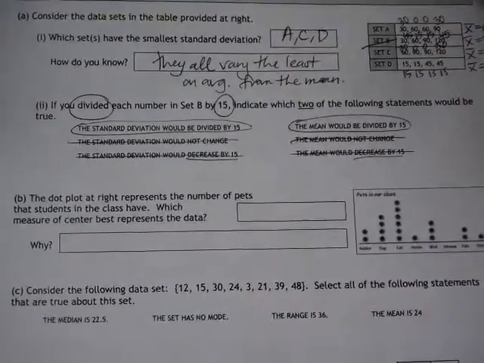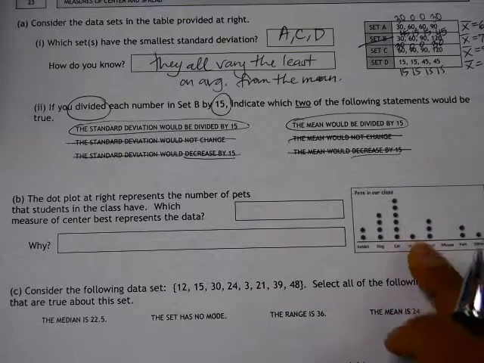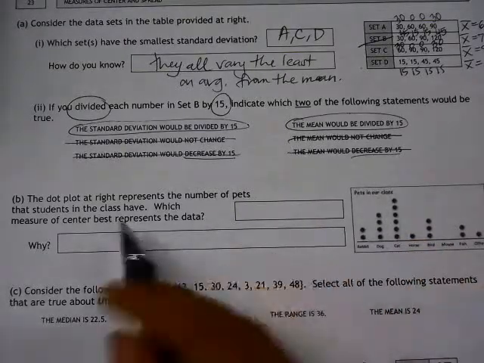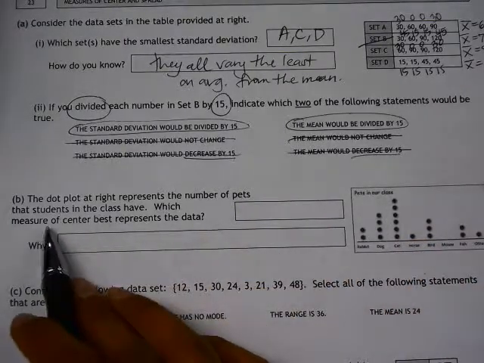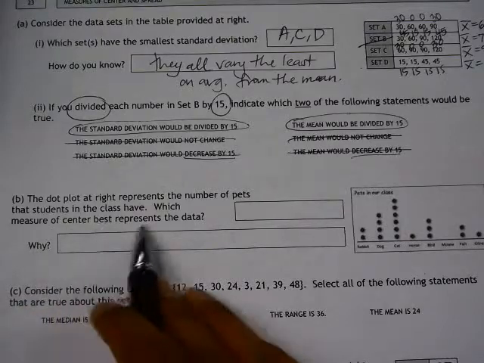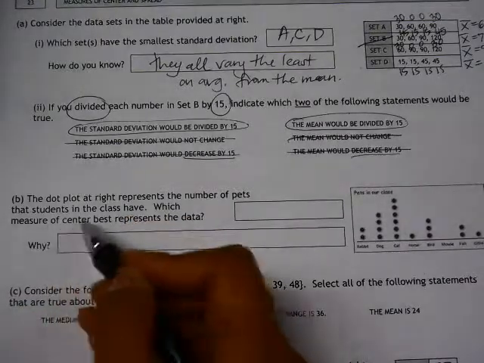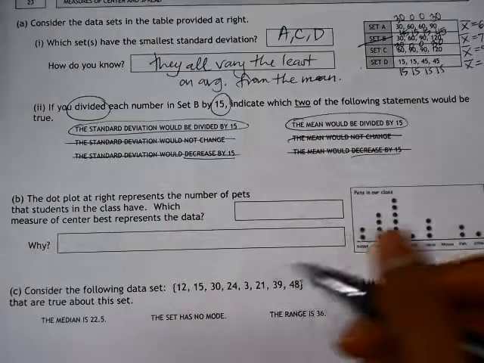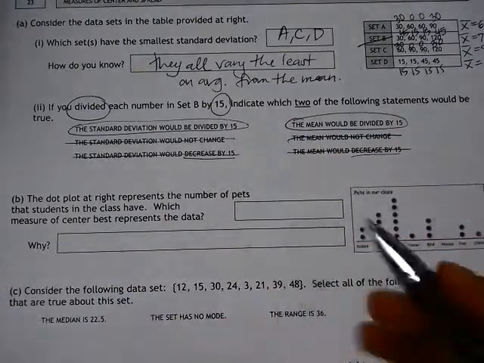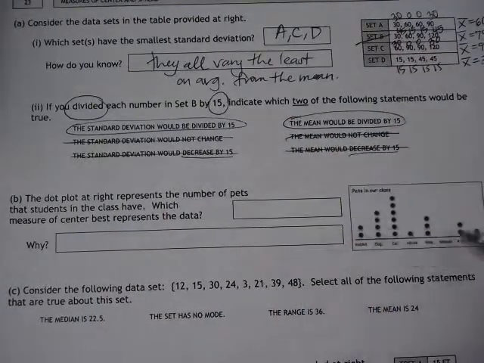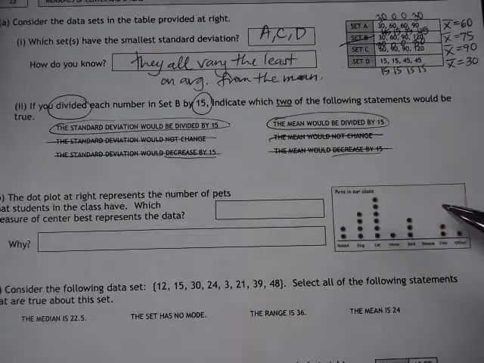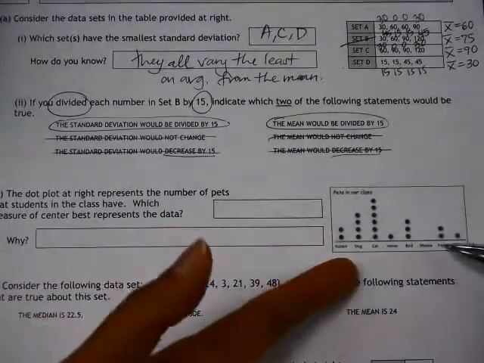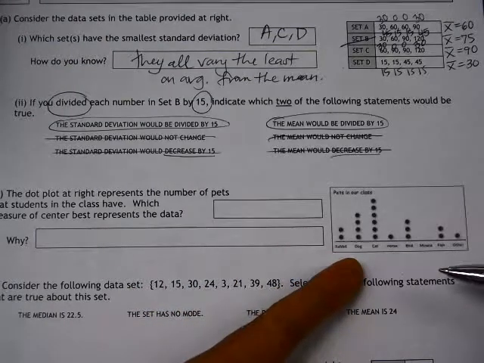Alright, now on part B, you're given a dot plot with some data, and you are finding the measure of center that best represents the data. So measure of center is referring to mean, median, and mode. So we're being asked which of those would best represent which type of pet most of the class has.